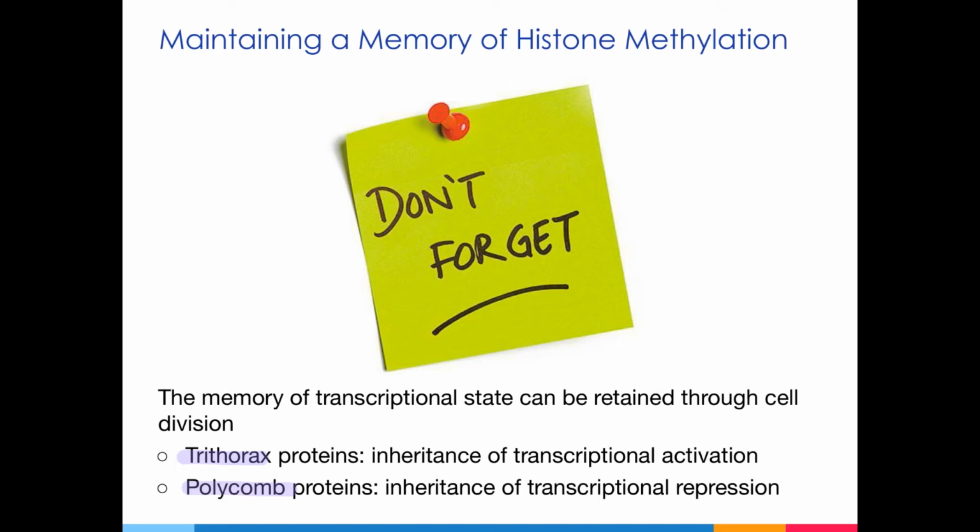So the trithorax proteins are associated with the maintenance or the inheritance of transcriptional activation. So they act to make the chromatin more euchromatic. So what are they going to do? They're going to promote the addition of methyl groups that are associated with transcriptional activation, and they're going to help to maintain those changes. On the other hand, the polycomb proteins are associated with the inheritance of transcriptional repression. So they're going to act to make the chromatin more heterochromatic and to maintain that state through cell division.